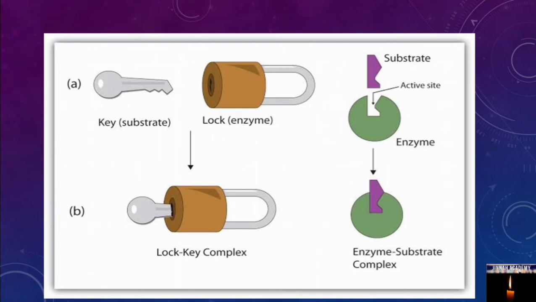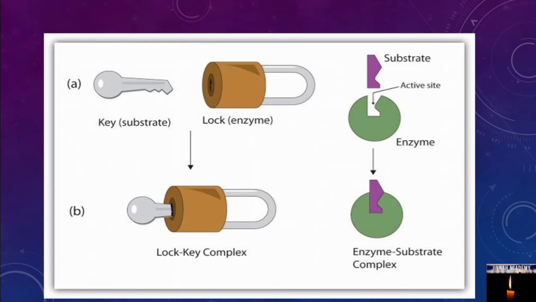Just like in this picture, a specific key is the substrate and the lock is the enzyme. Both are specific. If the key changes, the lock cannot be unlocked. In the same way, substrate and enzymes are both very specific in their action.